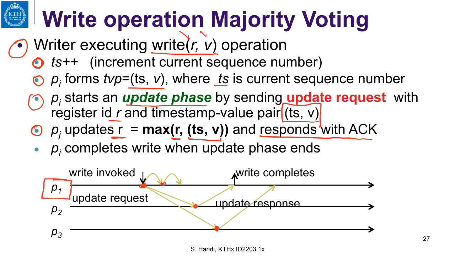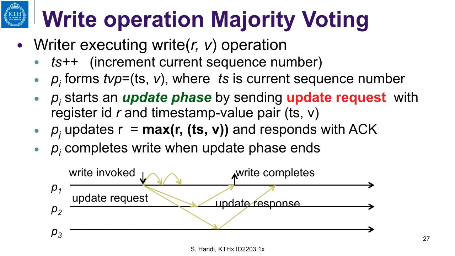And then Pi, the process that started this phase, the update phase, completes the write when the update phase ends. And again, remember, the update phase will end when process P1 gets a majority of responses. So that's where the update phase ends. And it will, of course, ignore this response.